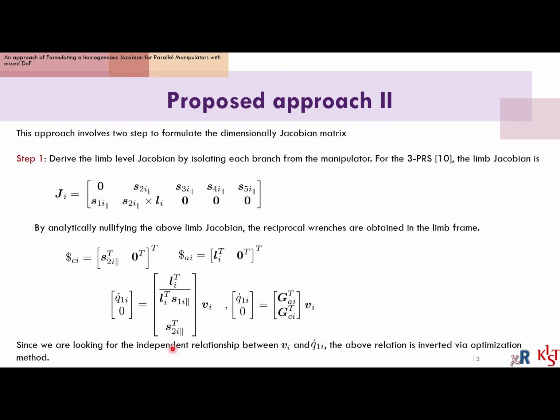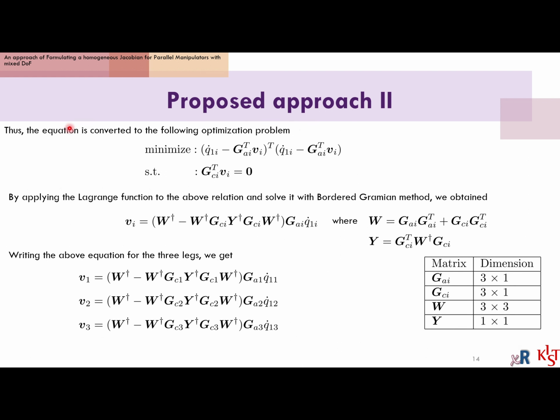Since we are looking for the independent relationship between Vi and q̇i, the above relation is inverted via optimization. So solving this problem is transformed to the optimization problem as shown here. And when we solve this problem, we obtain the velocity of the branch mapped to the actuated joint velocity via this matrix. Writing this equation 3 times for the 3 legs, we obtain this relationship.